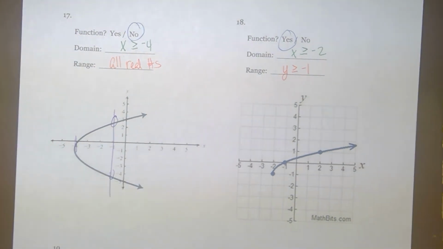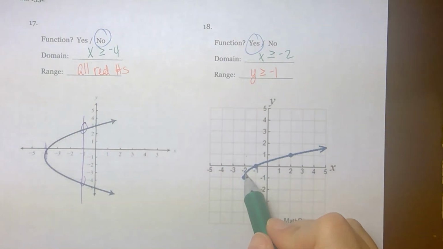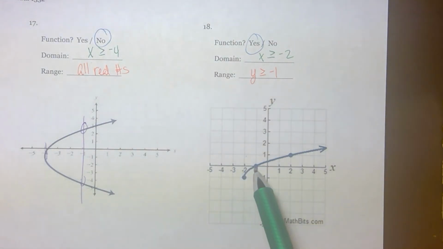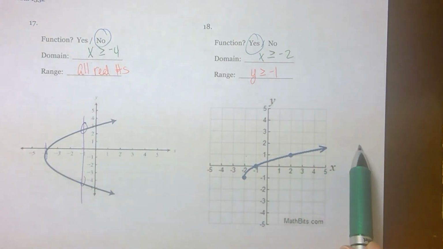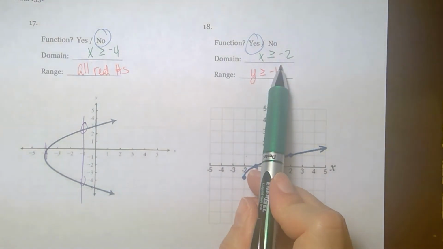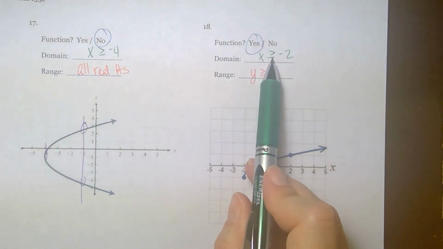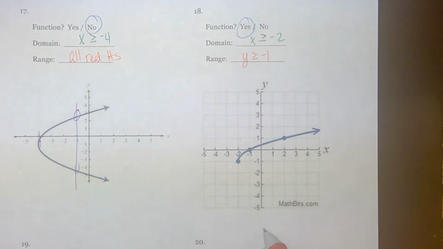range. Number 18, I have a limit on my x-axis. As I travel across the x-axis from least to greatest, from left to right, I see that my function picks up here where x is -2, and I see by this arrow that it keeps going on and on forever in that direction. So my limit on my domain is a lowest value of -2, x values greater than or equal to -2.